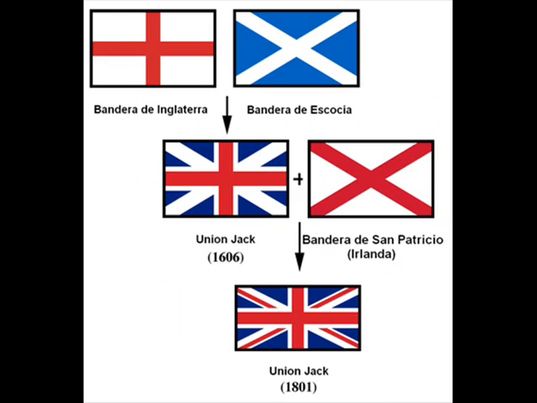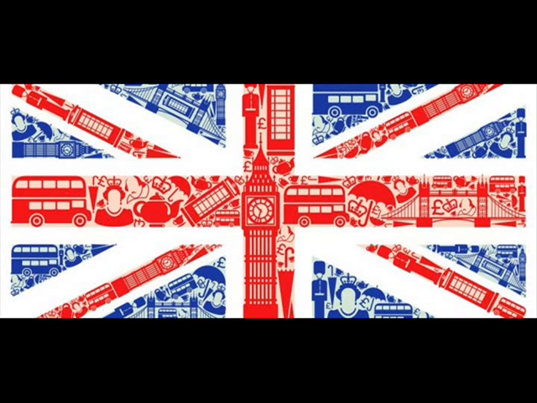Flag: the flag of the United Kingdom is known as the Union Flag or Union Jack. What the flag means: the cross on the blue background is of Saint Andrew, green represents Scotland, and the red saltire is of Saint Patrick. The colors that make it up are red, blue, and white.